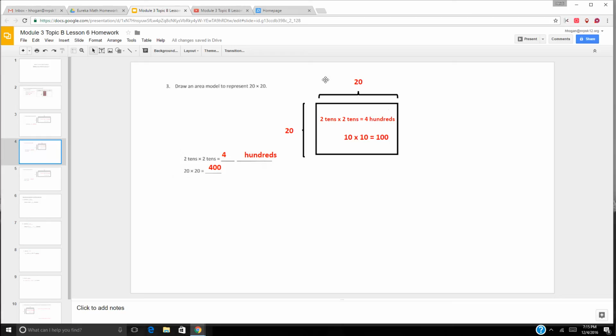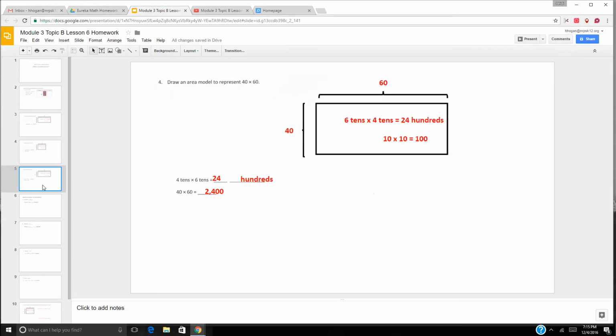Okay? So a 20 by 20. So that's 2 tens times 2 tens. 2 times 2 is 4, and 10 times 10 is 100. So it's 400, because 10 times 10 is 100. So 2 tens times 2 tens is 400s, or 400. And I know I'm going quickly, but we did do this in the problem set.